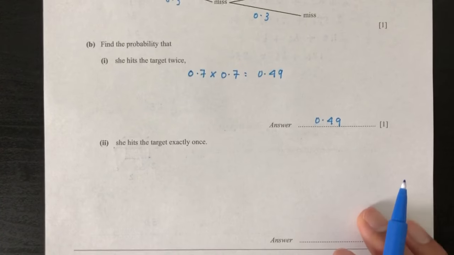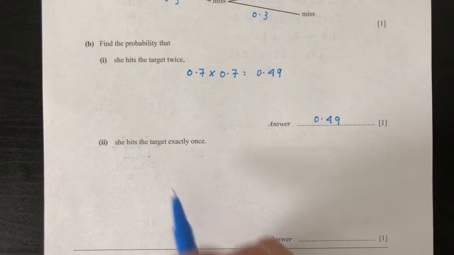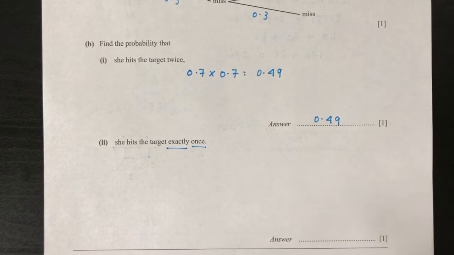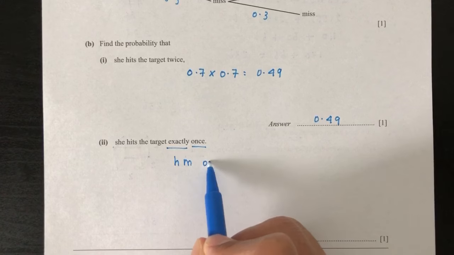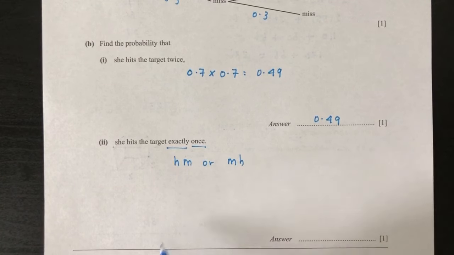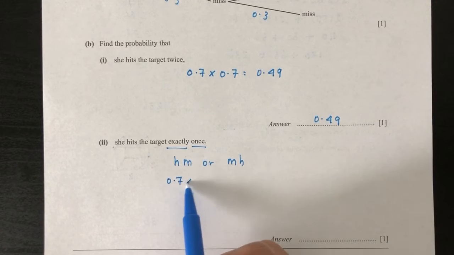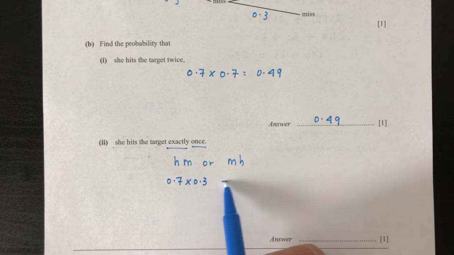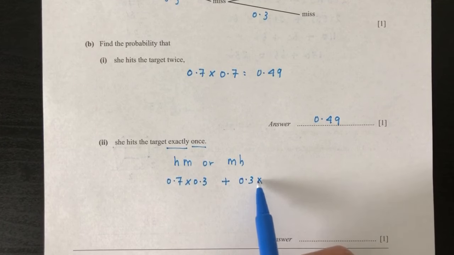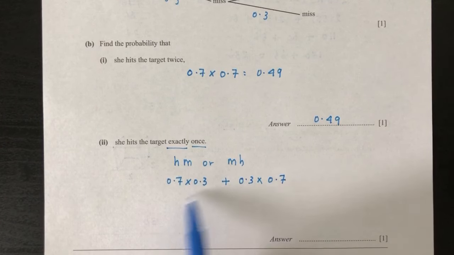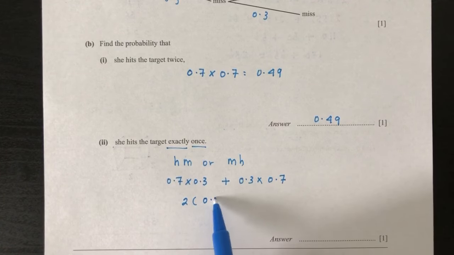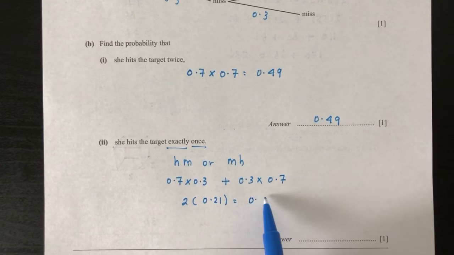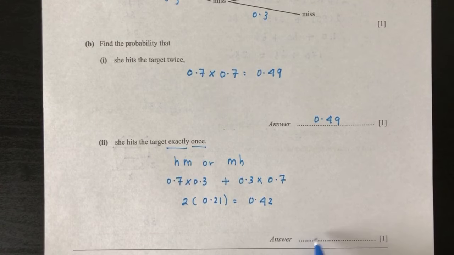Okay. Now for part 2, she hits the target exactly once. So to hit exactly once, she can hit and miss, or she can miss and hit. So 0.7 times 0.3, or 0.3 times 0.7, which is basically 2 times the same thing. This is 0.21, so that should be 0.42 as your answer.